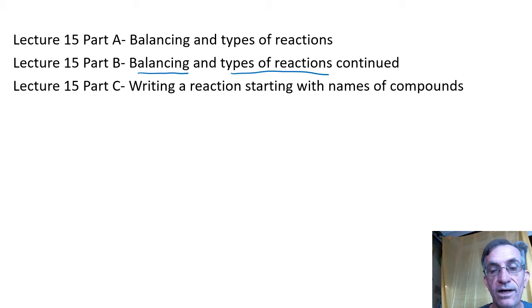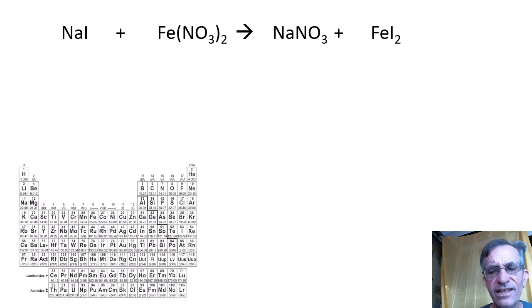Okay, so let's go ahead and move on. And for this one, I don't actually have a video of it. So we're just going to talk about this reaction and then try to figure out what's going on. So in this example, we have NaI reacting with FeNO3, and it is turning into NaNO3 and FeI2. All right, so those are the formulas, but what the heck?